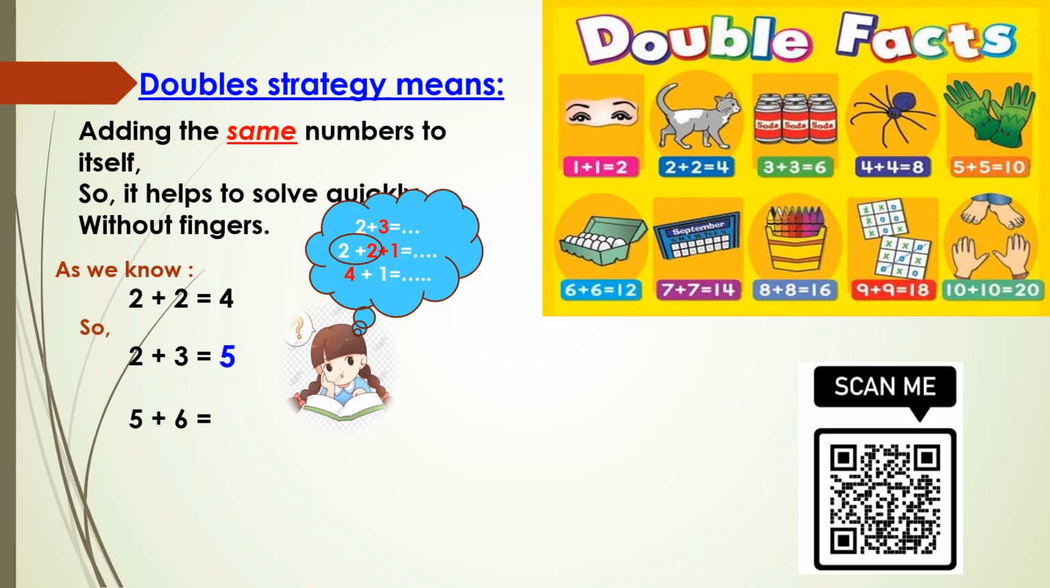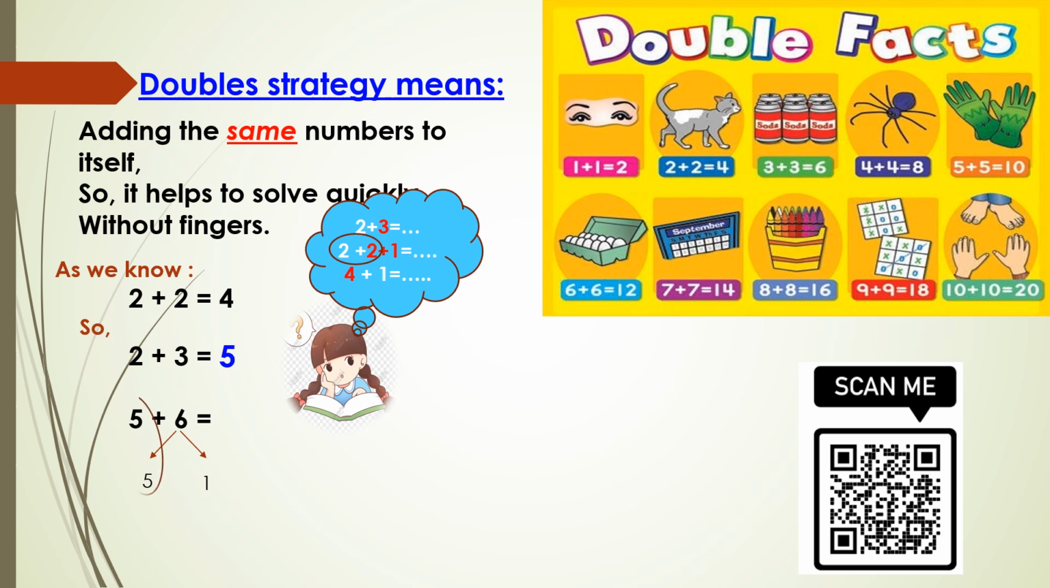The next example, 5 plus 6. We want to solve 5 plus 6 using the doubles strategy. You may say 5 plus 6 equals 11. Yeah, I know. But I want to calculate it using double facts to help me calculate faster. First, you have to ask yourself, 5 needs what to be double? 5 needs another 5 to be double. So we have to break down 6 into 2 numbers added together, which are 5 and 1.